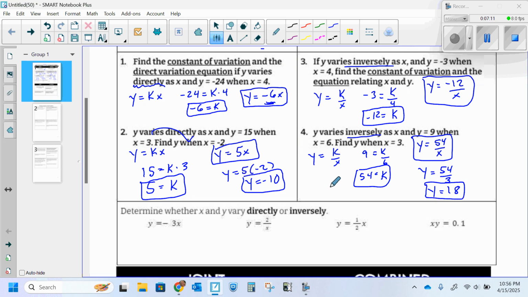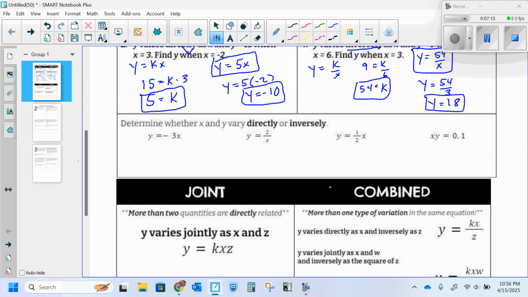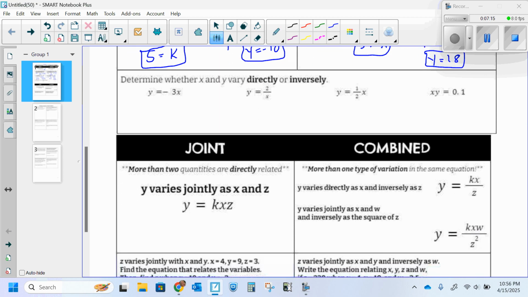Okay, so here are 4 problems, 4 examples. I just want you to determine whether X and Y vary directly. You're just going to look for Y equals KX or Y equals K over X, or neither. So this clearly is Y equals KX, where your constant is -3, so this is direct variation. Y equals a constant over X, that's inverse. Y equals KX, correct.